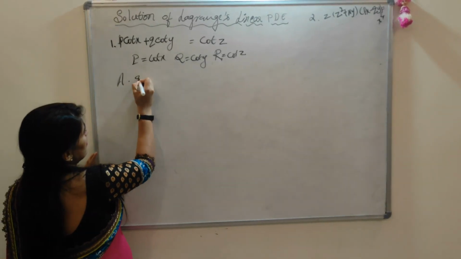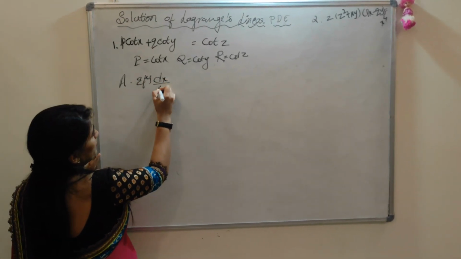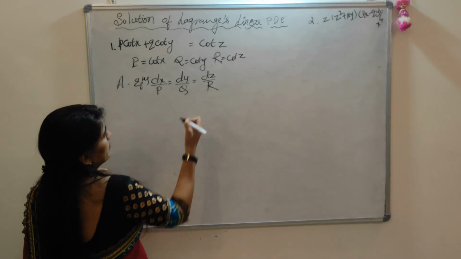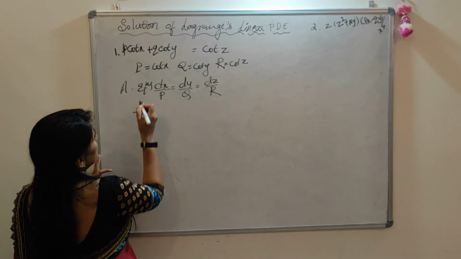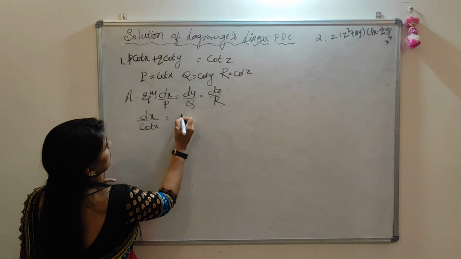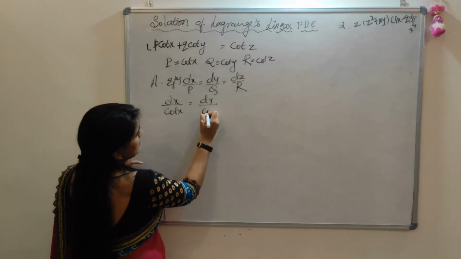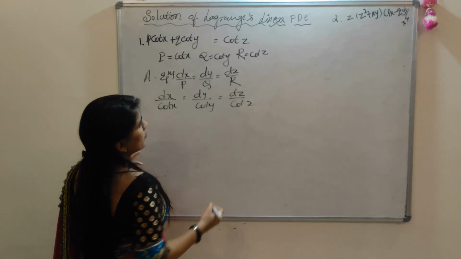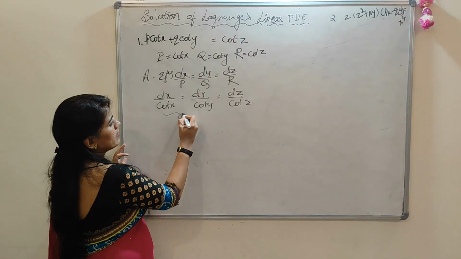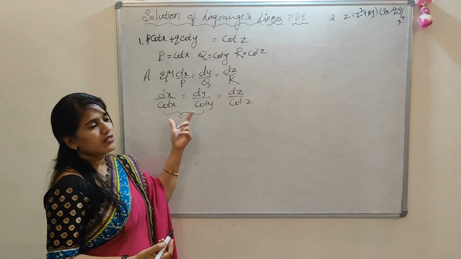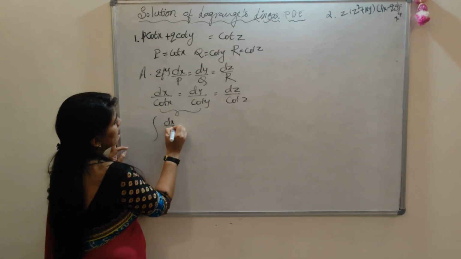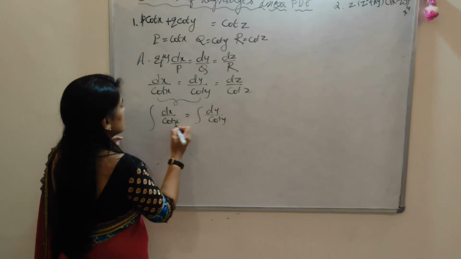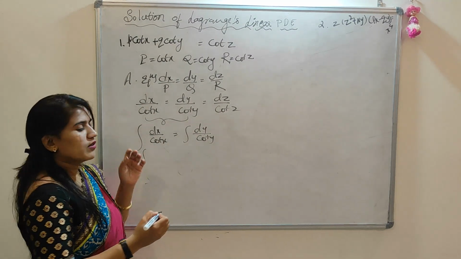The auxiliary equations are dx/P = dy/Q = dz/R. So dx/cot x = dy/cot y = dz/cot z. Next step, we make suitable pairs. I will consider these two first: the integral of dx/cot x equals the integral of dy/cot y. This is understood, cot x is the reciprocal of tan x.